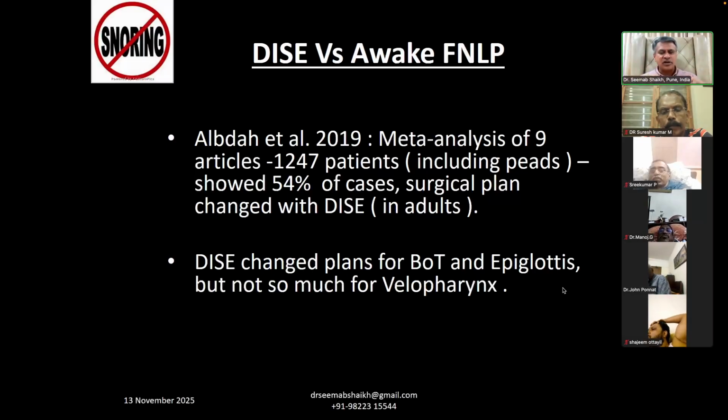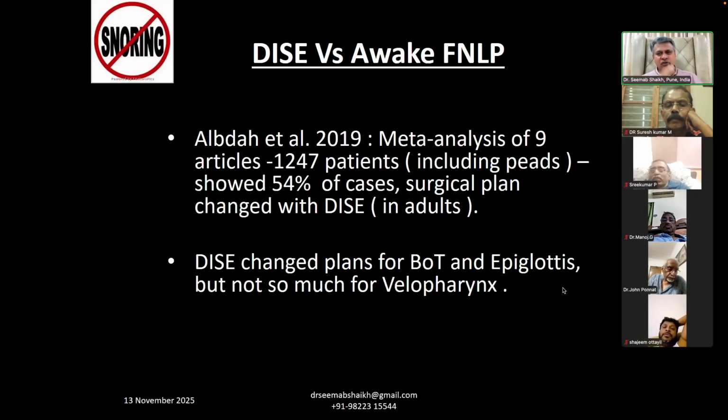One last important point for DICE would be that yes, for a patient who comes to me from out of country or out of Pune city, and I am tackling a multi-level obstruction in one sitting, and that patient is not able to come back to me after every 2 months and things like that, there a DICE is justified as a first step.